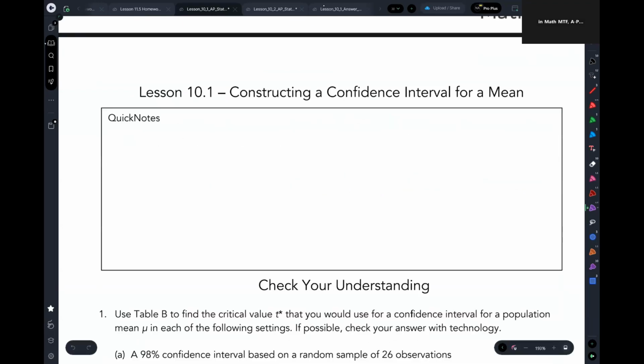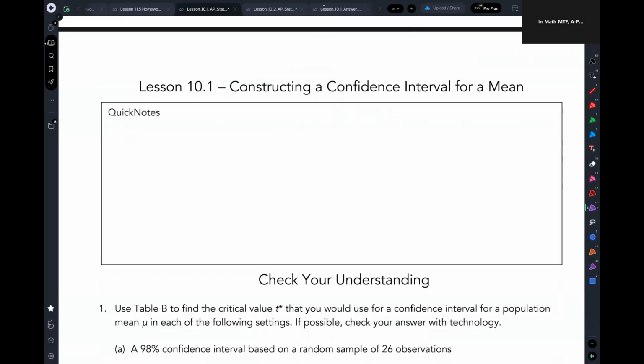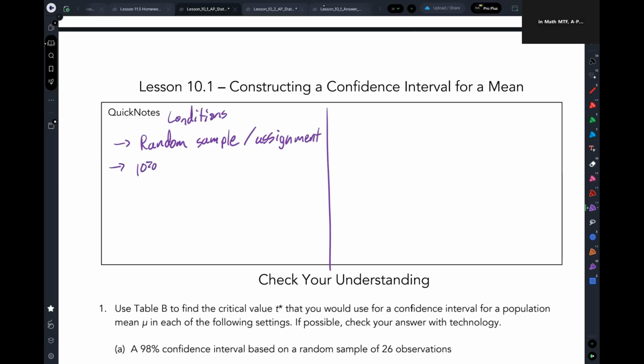Now, as you may have noticed, the quick notes on constructing a confidence interval for a mean are not very different from proportions, but a couple of quick things I want to talk about. One, conditions. First one, gotta have random: either a random sample if it's an observational study or random assignment if it's an experiment. Make sure you pay attention to that detail, as we saw in the free response question today in class. Next, you got to satisfy the 10% condition, right? Once again, this is only if sampling without replacement. The sample size has to be less than 10% of the population size.